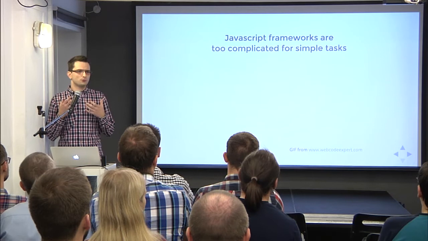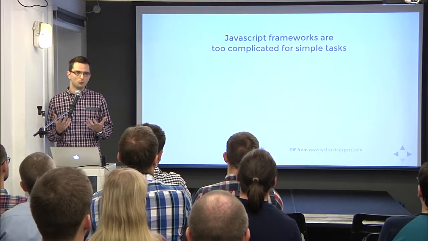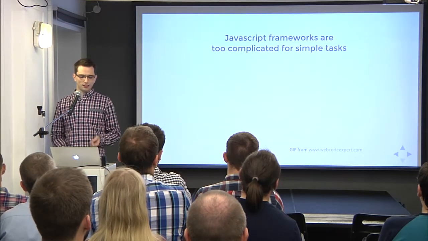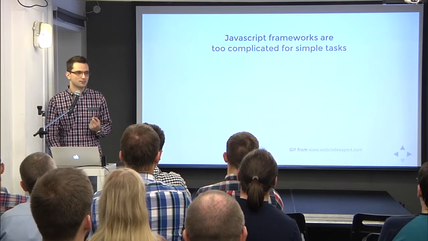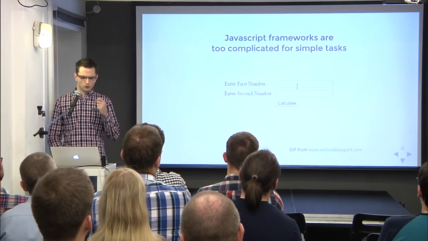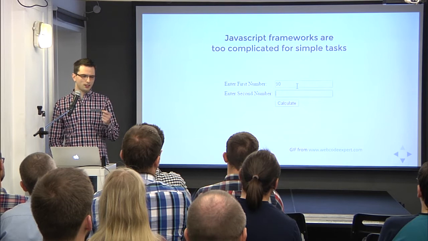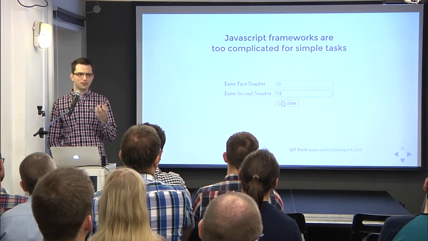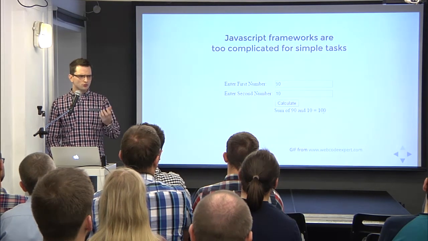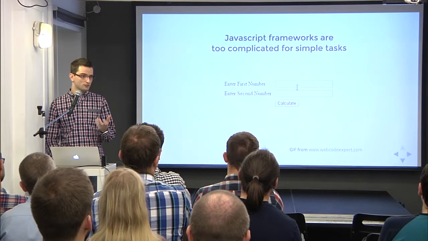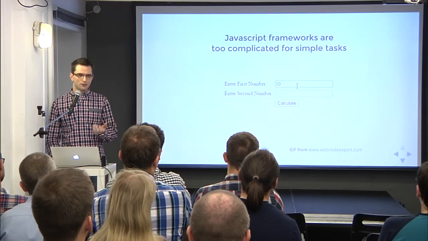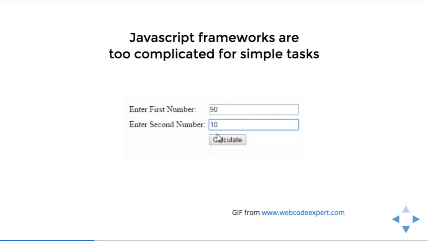So what is the main problem of the JavaScript frameworks? They are too complicated for simple tasks. If you just have two inputs and you write down two numbers and want to calculate the sum, would you use AngularJS or Backbone.js to do that? I think you don't need any JavaScript framework to do so.